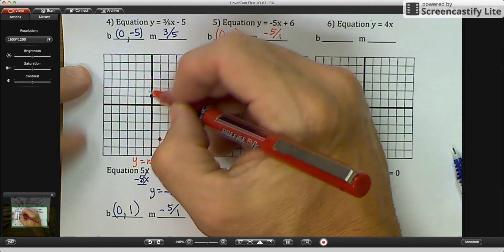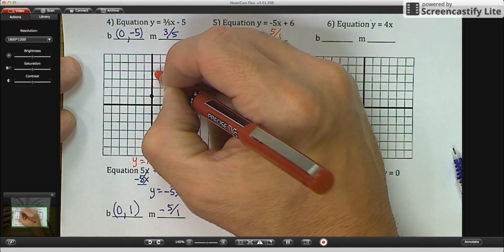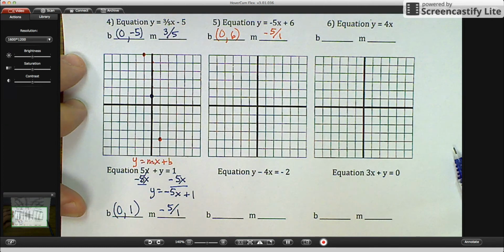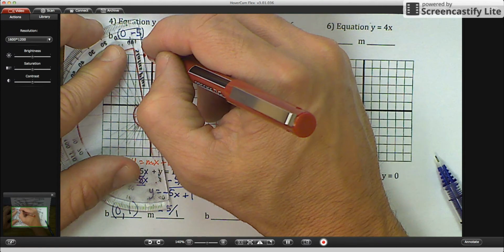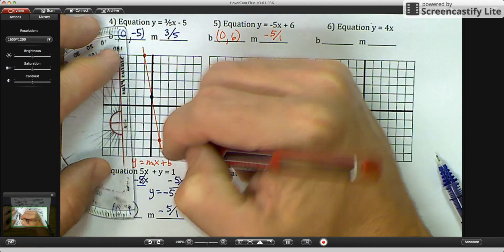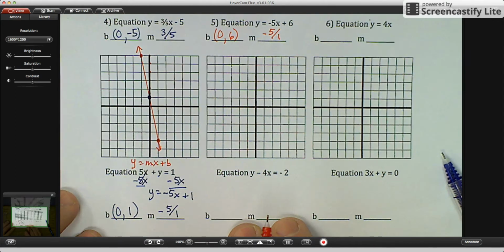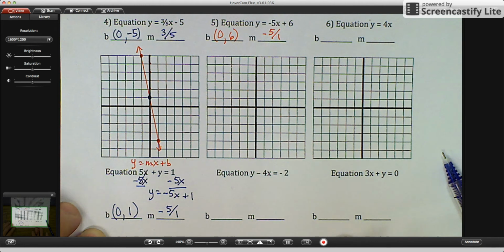And then I'm going to do it in the opposite direction as well. 1, 2, 3, 4, 5 to the left 1. And again, I'm going to take my straight edge and draw a nice straight line. And that is the graphed line of this equation. You're going to have to convert this equation as well as the last equation into slope-intercept form and go from there.